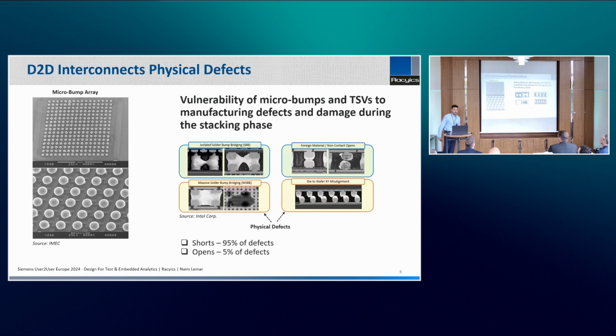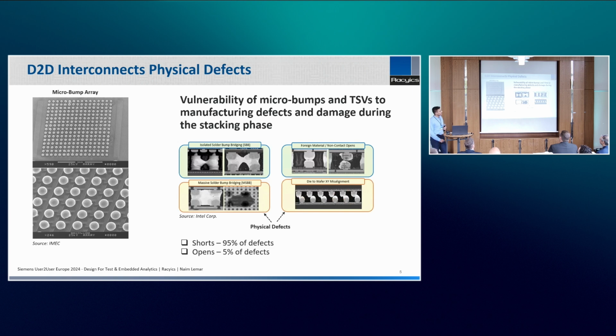Before going to defects, if we look at a microbump array of the die-to-die interconnect, it looks something similar to this, and it is arranged in a rectangular shape. If you see the pitch of these microbumps, it's around 40 to 50 micrometers, and it will reach 10 micrometers in the near future. Mostly, the statistics say that 95% of the defects will be shorts among these interconnects, and 5% of the defects will be opens. Which means that shorts are 20x more than open defects in die-to-die interconnects.